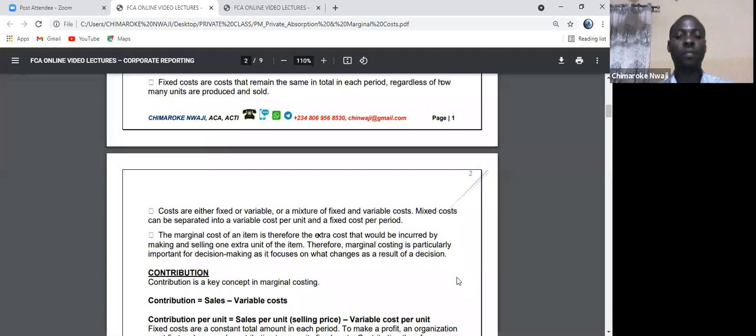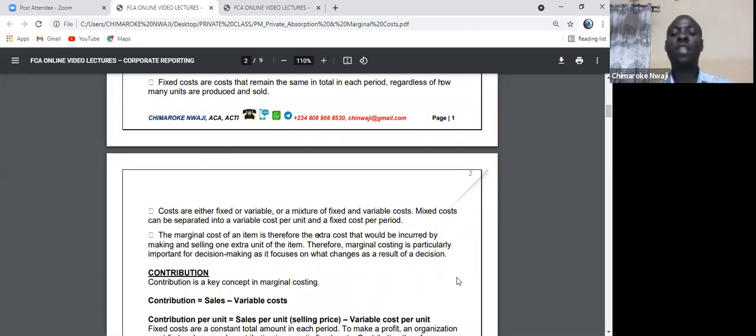marginal costs. Now, the marginal cost of an item is the extra cost that will be incurred by making or selling one extra unit of the item. So if you are usually selling 100 loaves of bread, what is the extra cost it is going to cost you to sell or to produce 101 loaves of bread instead of 100? It's simple. It's the variable cost of one unit. So your marginal cost is your variable cost.